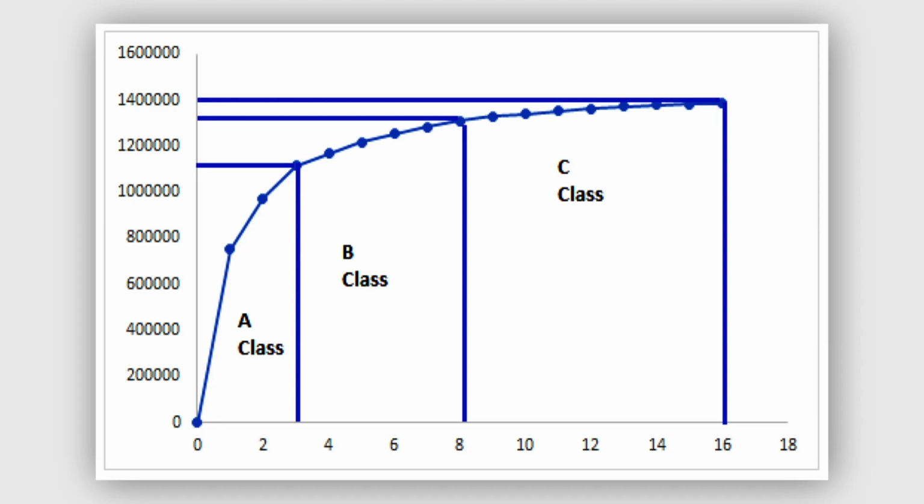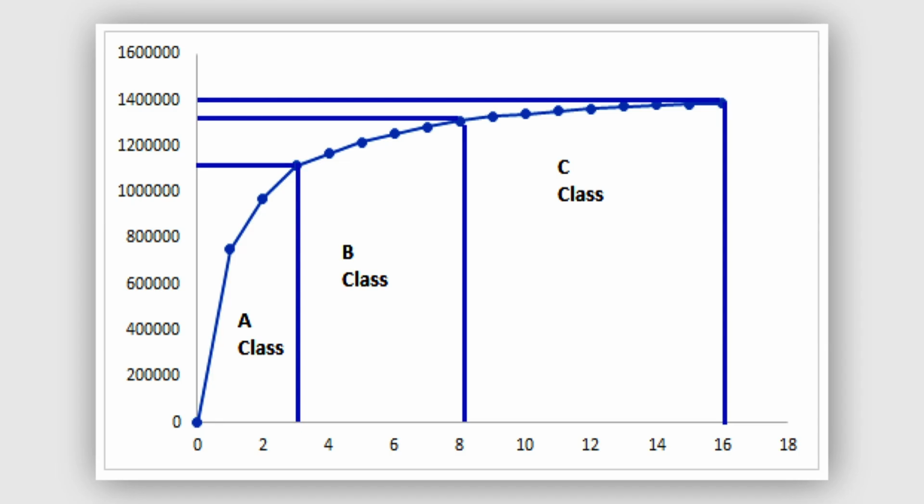For the A class item, the value is much more and the volume is much less, coming to about 3. The value is 11 lakhs, so it is between 10 lakhs and 12 lakhs. It is 11 lakhs, and these are the most expensive items. So this is the A class.